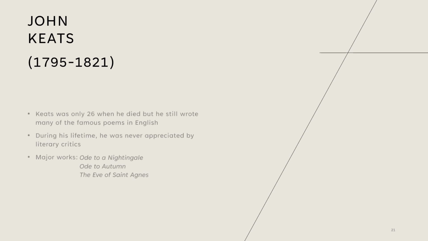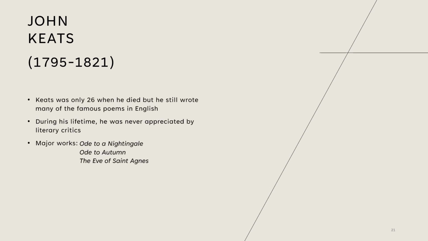Finally, John Keats, 1795 to 1821. Keats died when he was 26, but in his short span of life, he wrote many famous poems. He was never appreciated by literary critics during his lifetime, but was posthumously. Ode to a Nightingale, Ode to Autumn, The Eve of Saint Agnes were some of his major works.